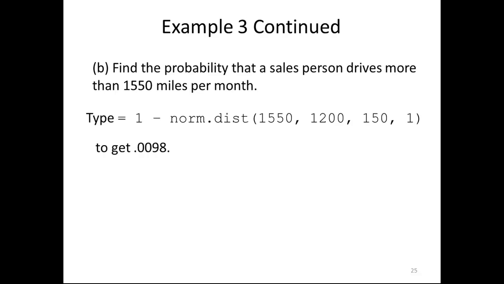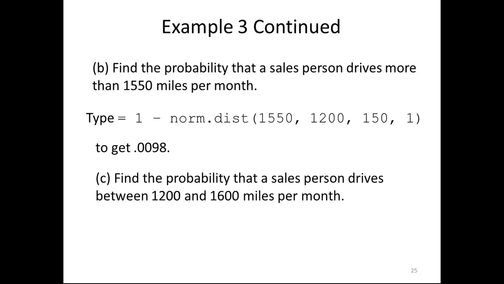Now, case 2 is what's the chance that the salesperson drives more than that. So just like before, for case 2, we do 1 minus norm dist. We put the number, mean, and standard deviation, and then 1, and we get our answer.